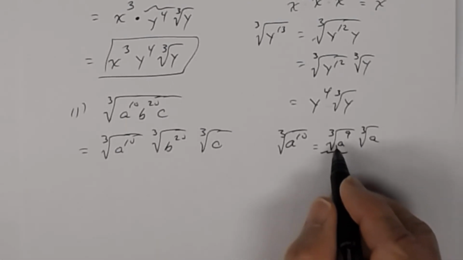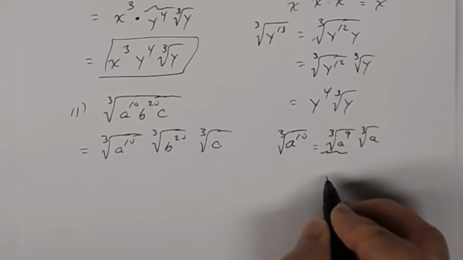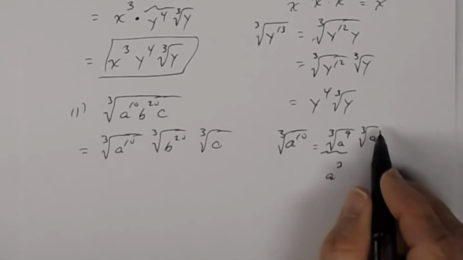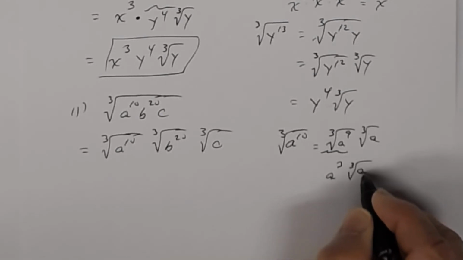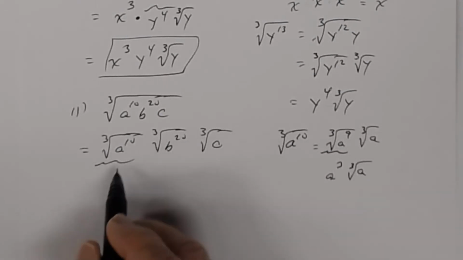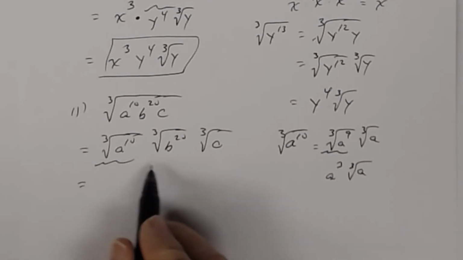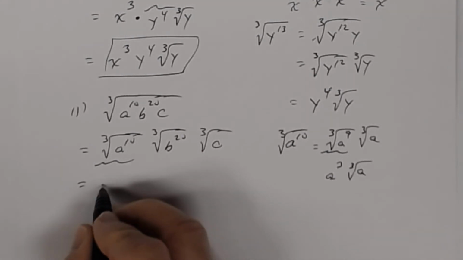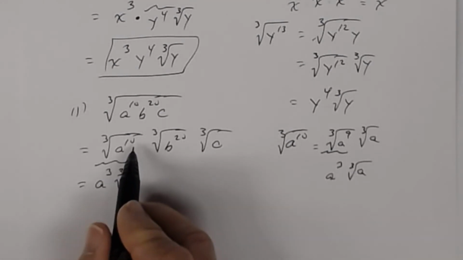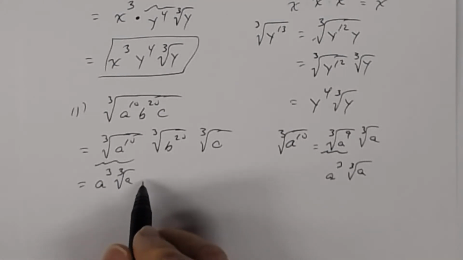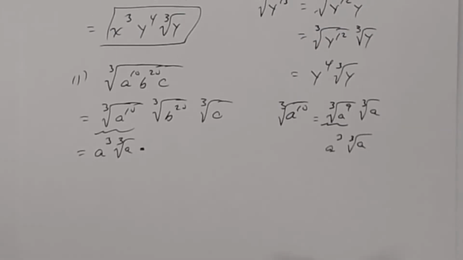So I can simplify this. 9 is divisible by 3, so that's a cubed. I cannot simplify this cube root of a, so I'm going to rewrite it. Cube root of a. So that goes here, okay? So that's a cubed, cube root of a. So I simplified this with this now. Now times, let's work on this one.